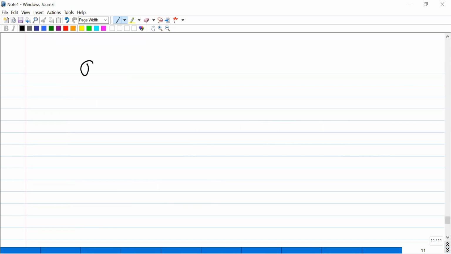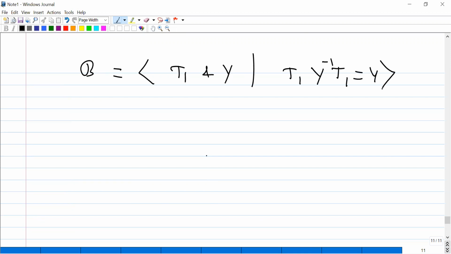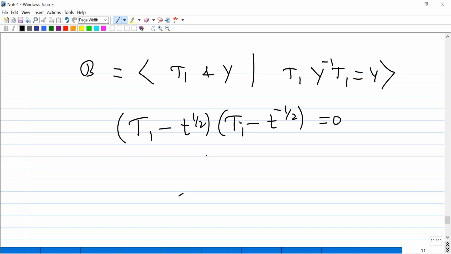So if you recall, this B is actually generated by these other generators, T1 and Y, with some relation, the relation being T1 Y inverse T1 equal to Y. Now if I take this group algebra generated by this, and then go modulo this ideal generated by (T1 minus T power of half) times (T1 minus T power minus half) equal to 0, I will go modulo both of these.